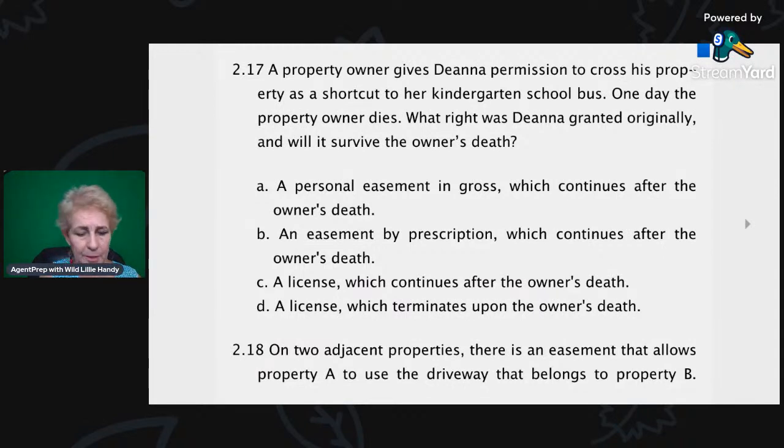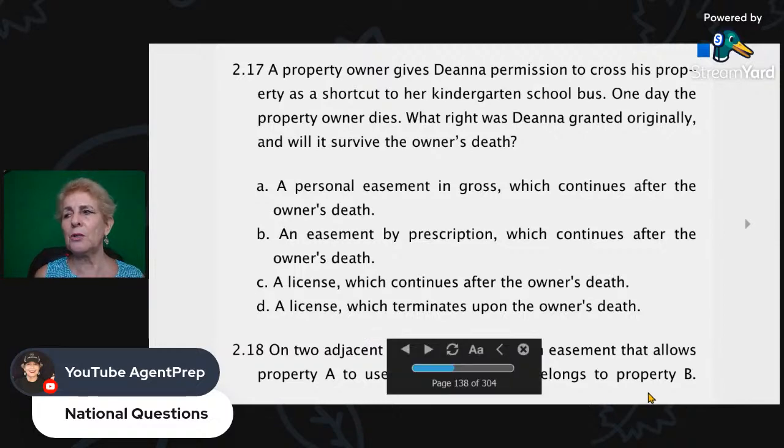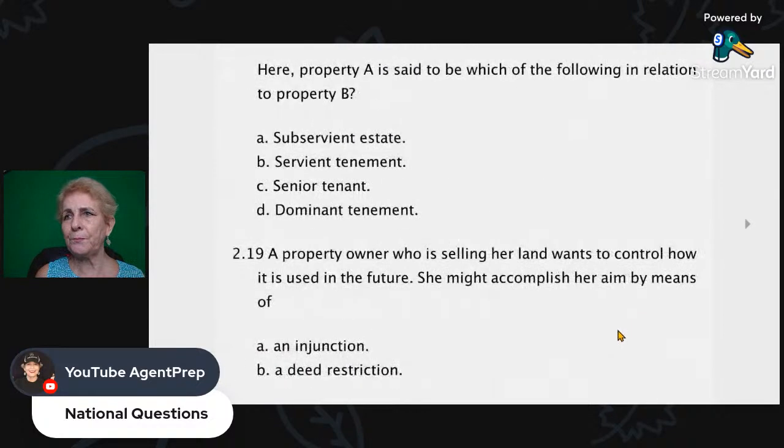So these are national questions. So remember to participate. When you answer the question, make sure you write the question number and the answer, okay? So we're with national questions. All right, number 18. On two adjacent properties, there is an easement that allows property A to use the driveway that belongs to property B. Here, property A is said to be which of the following in relation to property B?